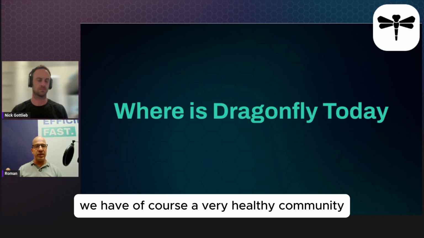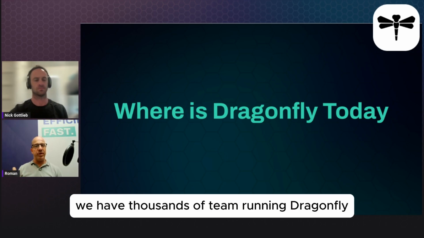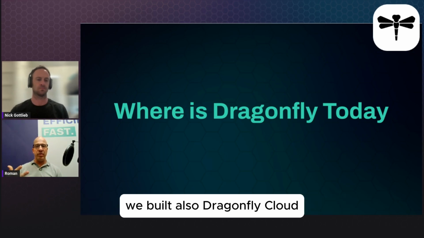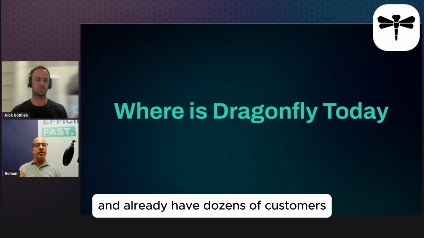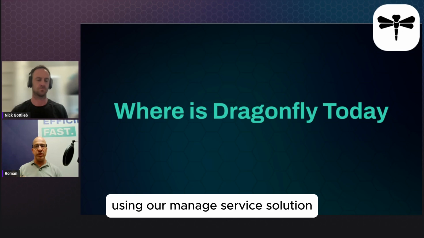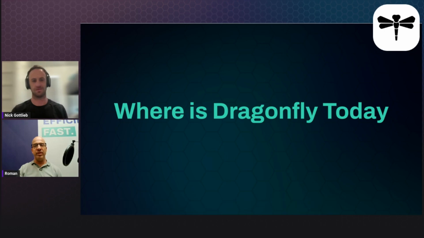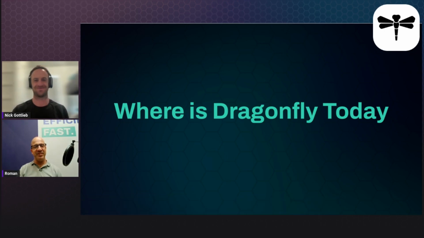We have, of course, a very healthy community. We almost reached 25,000 stars on GitHub. We have thousands of teams running Dragonfly in production. And as I said, we also built Dragonfly Cloud, and we already have dozens of customers using our managed service solution. We are going to release it into GA very soon. Lots of things have been done since last year.